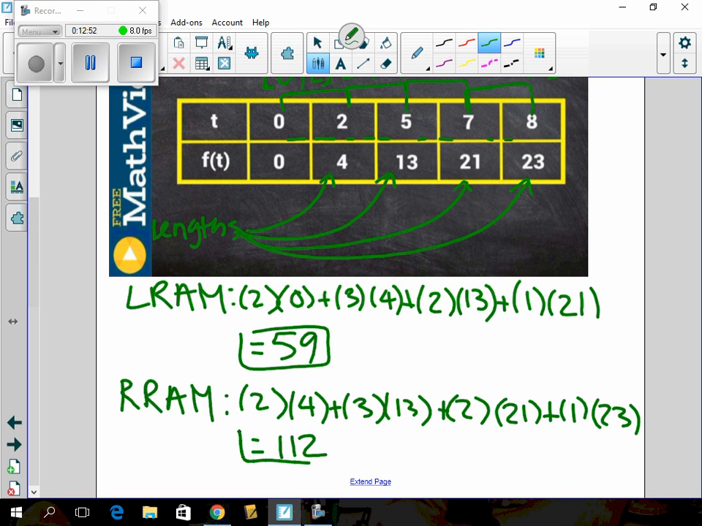112. So we can kind of look and see that this is quite a drastic difference between the LRAM and the RRAM. And so in class, when we practice, we're going to look at which ones are going to be the best approximations for certain types of functions.